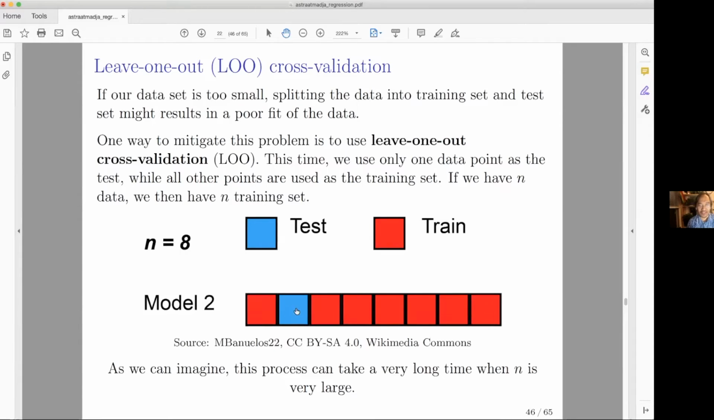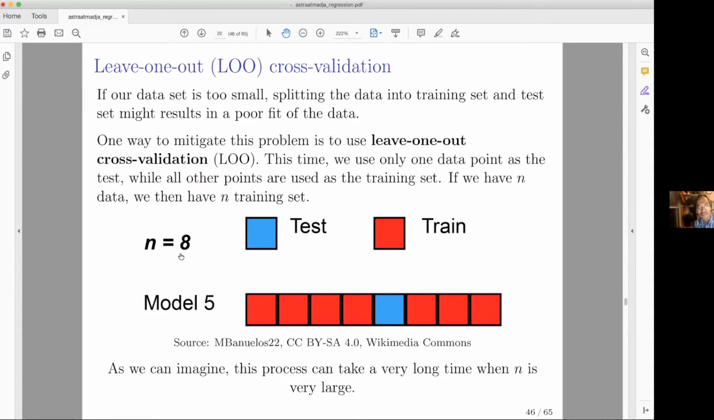The blue one is the block that we use to test. The red blocks of data we use to train the model, and then we use one data point to test the model. We do this for each data point. This is why it's called leave one out cross validation: we leave one data point for testing, while we use the rest of the data for training. Then we collect and calculate the residuals of the testing each time.